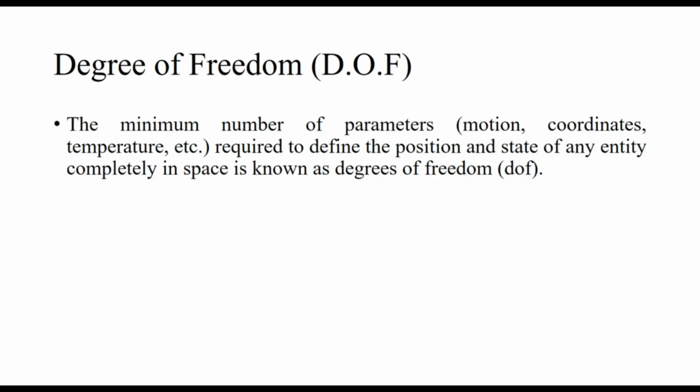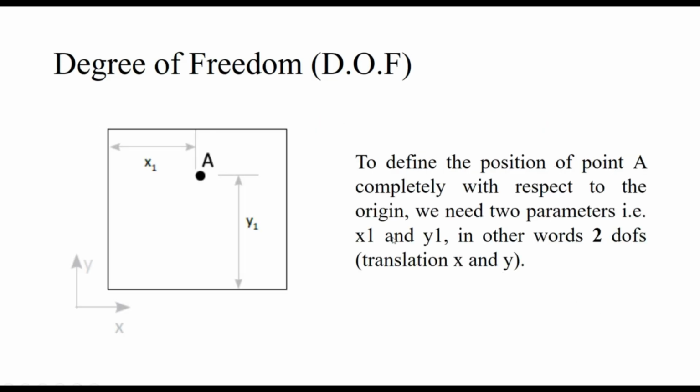The number of minimum parameters that are required to define the position or state of an entity or an object inside space is known as degrees of freedom. See here, if I have a point A and I need to specify its position in space, let us take a 2D plane. In order to specify the position of point A in this 2D plane, I need to define two coordinates, that are the x coordinate as well as the y coordinate. So here we can say this particular point A has 2 degrees of freedom.